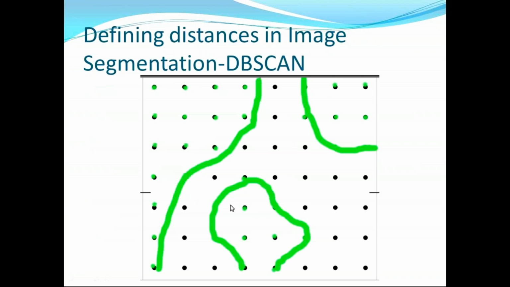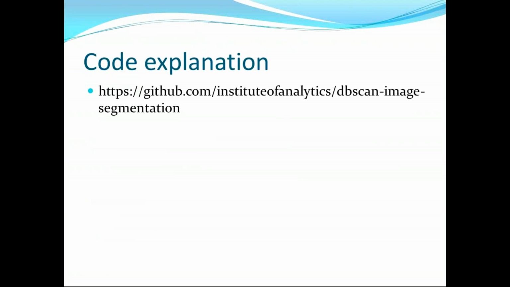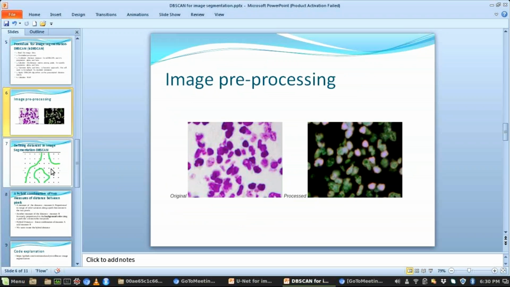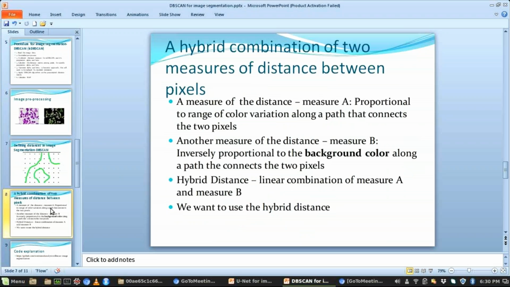If you have to traverse a background in order to connect two pixels, or any path that connects two pixels, then that means that the distance is large. So these are two ideas, and we wanted to essentially combine the two. So I took a linear combination of the two concepts. We put both of these ideas in the form of mathematical equations, and then developed a concept of combining the two. Here I've uploaded the equations in GitHub. Let's take a look.